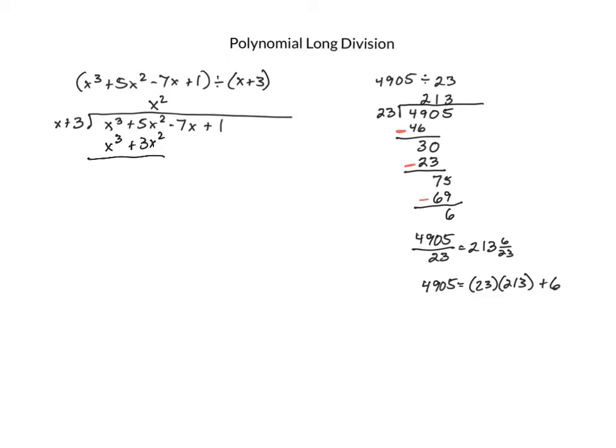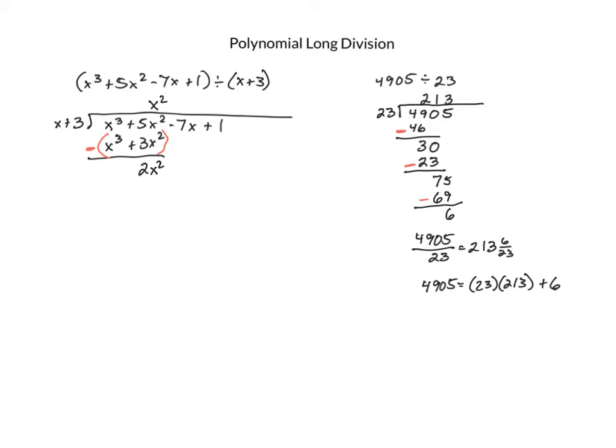I'm going to put parentheses around this. I'm going to put a minus sign here because here's where some of the mistakes are made. So we have x cubed minus x cubed, that's 0. And we should always get a 0 here. If we didn't, that means we chose the wrong expression up here. But now we have 5x squared minus 3x squared, that's 2x squared.